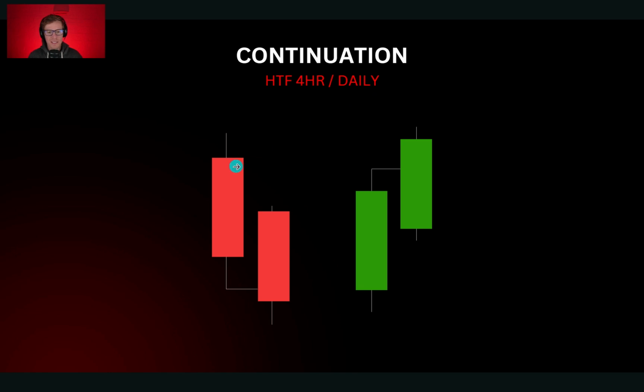So what you want to see, if you've got two candles, either 4-hour or daily candles, and the second candle breaks below the low of the previous candle, that is showing us continuation to the downside. On the bullish example, if we've got these two candles and you can see the most recent 4-hour or daily candle is breaking above the previous candle high, that is showing us there's continuation to the upside.